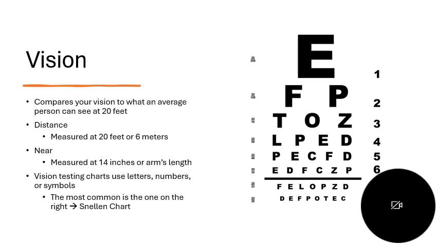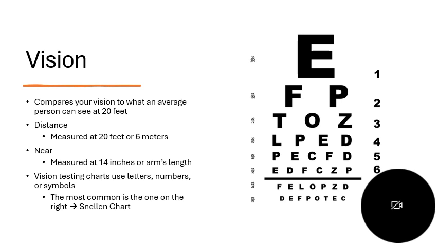Distance vision is measured at 20 feet or 6 meters. You put up a chart like the one on the right, which is called a Snellen chart, and you ask them to read with one eye at a time the letters from the top going down as far as they can to the bottom. If they can see the line on the very bottom, that means their vision is 20 over 20. They can see at 20 feet what the average person can see at 20 feet.